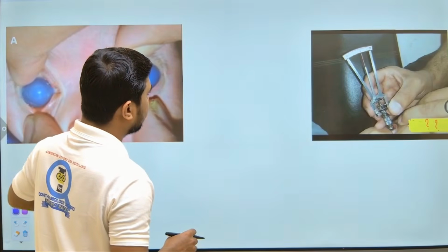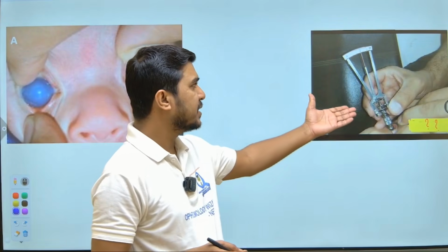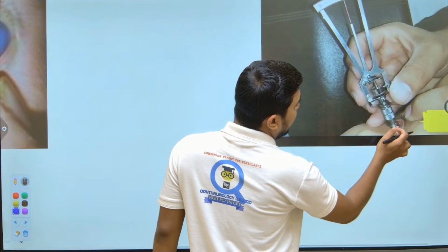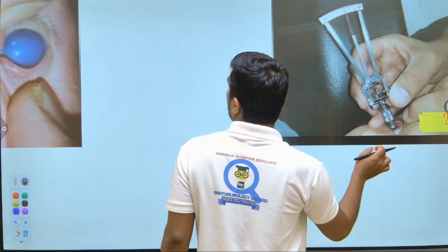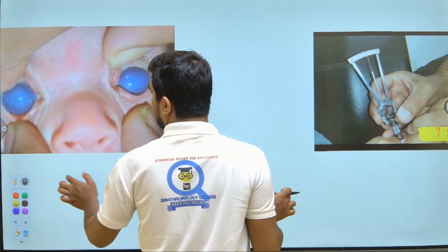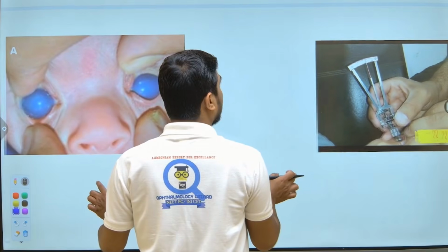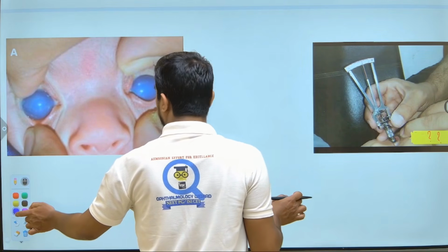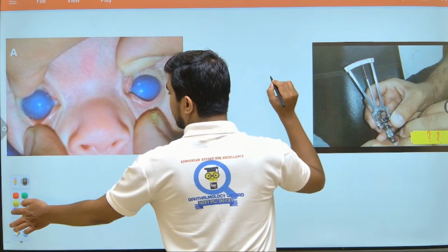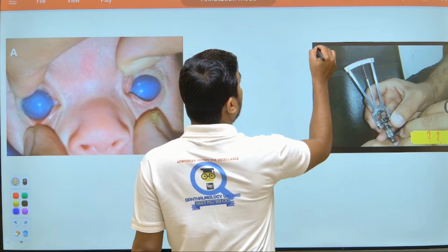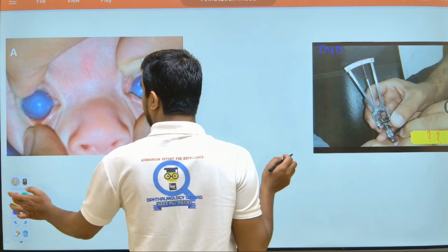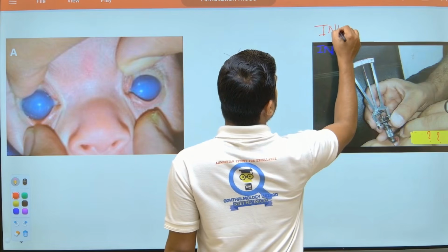Coming to this point, let me give you the example of this. What is this? You can see this is still, and if you see closely, this is indenting the cornea. So this tonometer is an indentation tonometer.